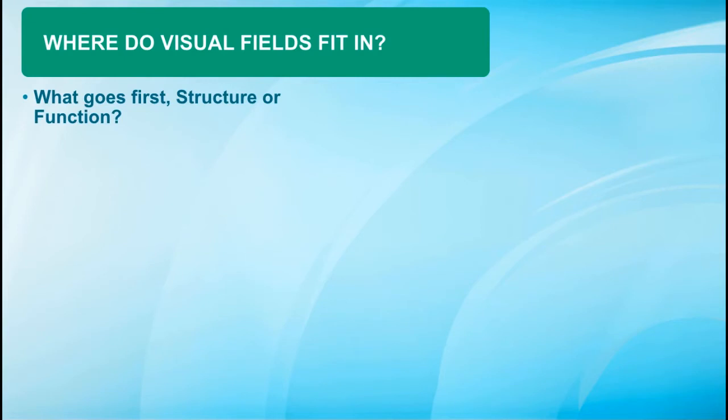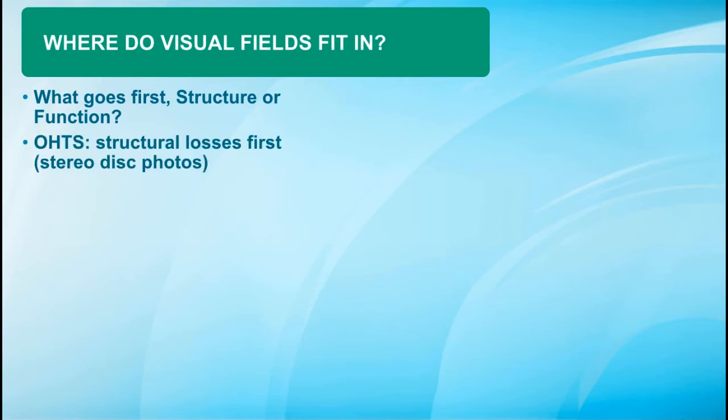Well, let's step back a little bit. What gets damaged first in glaucoma? Does structure go first or does function go first? We truly didn't know till the OHTS study came out in 2002, and it was able to confirm that structural losses were predominantly the first part of the eye that were damaged prior to functional losses.